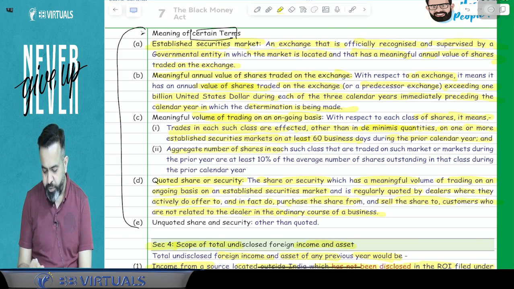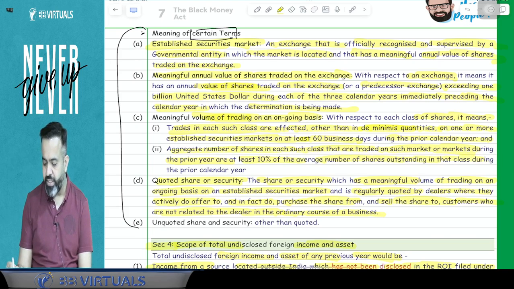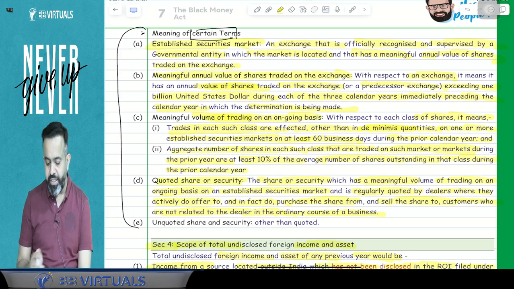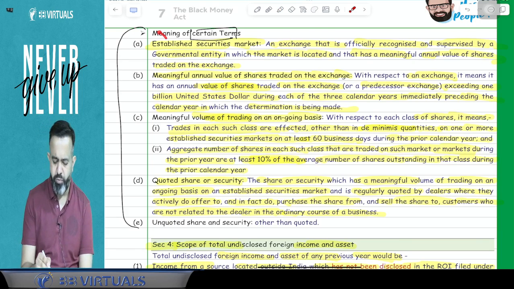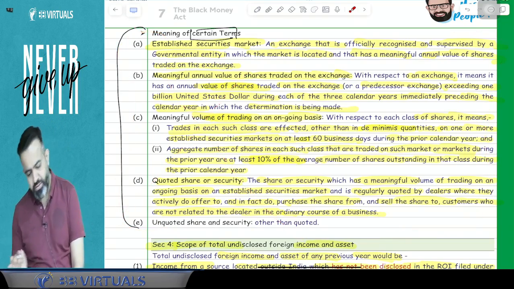The aggregate number of shares in each such class that are traded on such stock exchange or market during the prior year should be at least 10% of the average number of shares outstanding in that class during the prior calendar year. So whatever the average number of shares, out of that at least 10% were traded. So this is the definition part. Obviously I am not expecting a question from this. Okay, so this you can ignore.